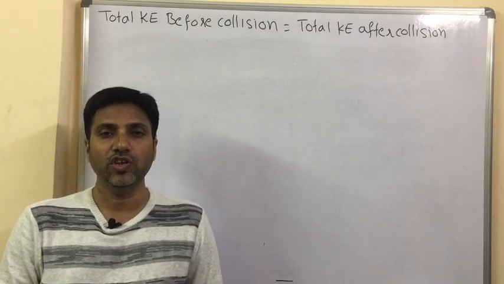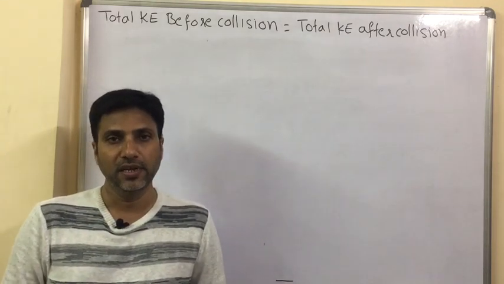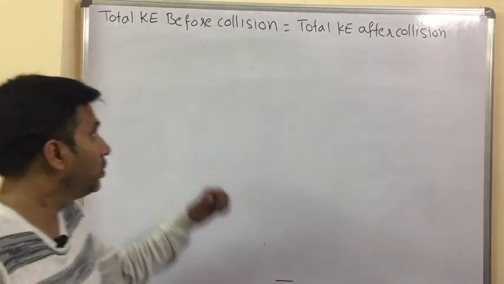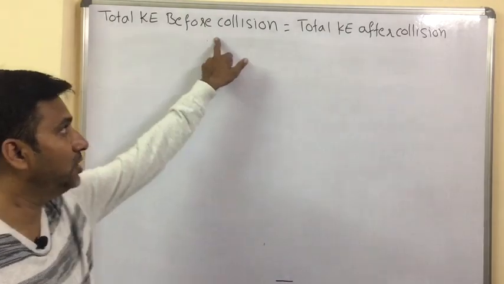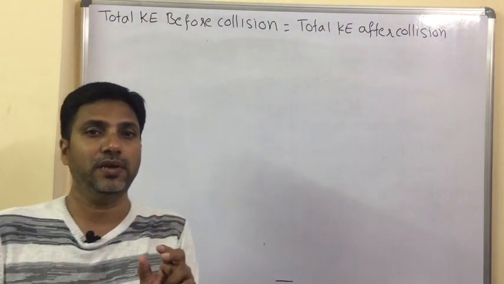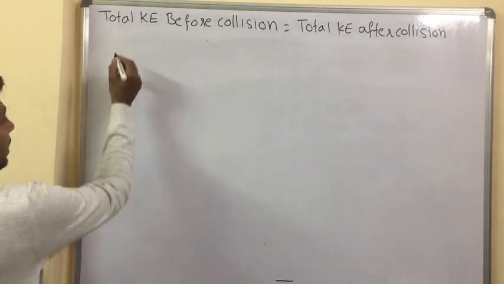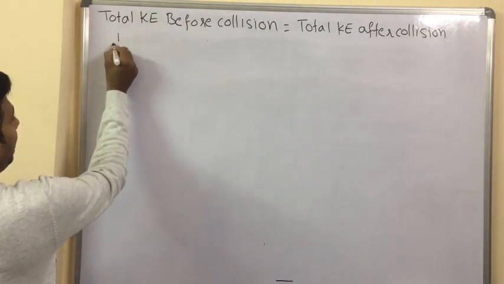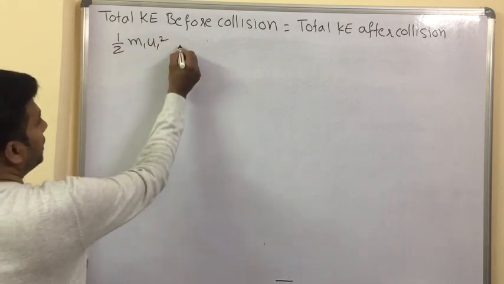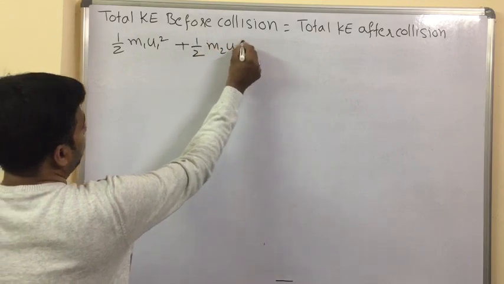In case of elastic collision, two things we have to check. One is momentum, other one is kinetic energy. Momentum we have already done. Now we have to check for kinetic energy. So total kinetic energy before collision is equal to total kinetic energy after collision. That means for each sphere we have to write the kinetic energy formula. So for the first sphere, kinetic energy will be half m1 u1 square. And for the second sphere, half m2 u2 square.